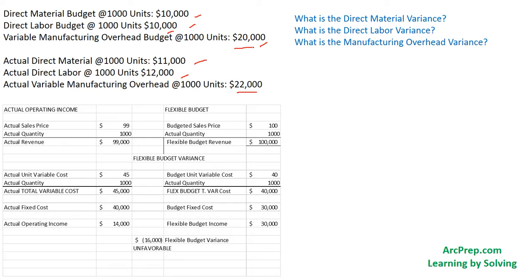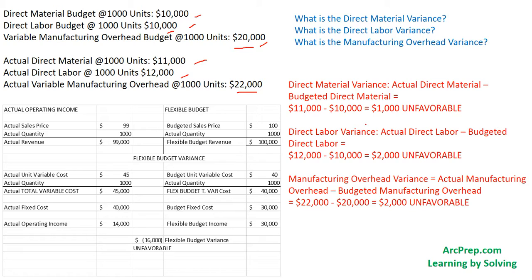So, what is the direct material variance? What is the direct labor variance? And what is the manufacturing overhead variance? Direct material variance is the difference between these two, the actual minus the material budget, $1,000 unfavorable. Direct labor variance is the actual direct labor minus the budget, $2,000. And manufacturing overhead variance in this case is the difference again between the actual and the budget, $2,000.